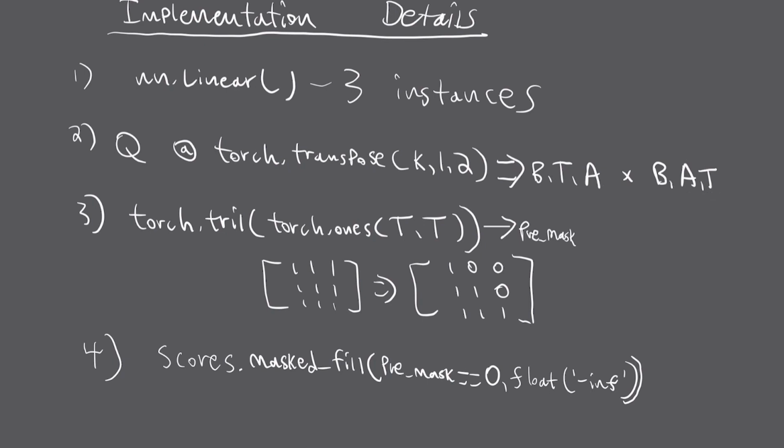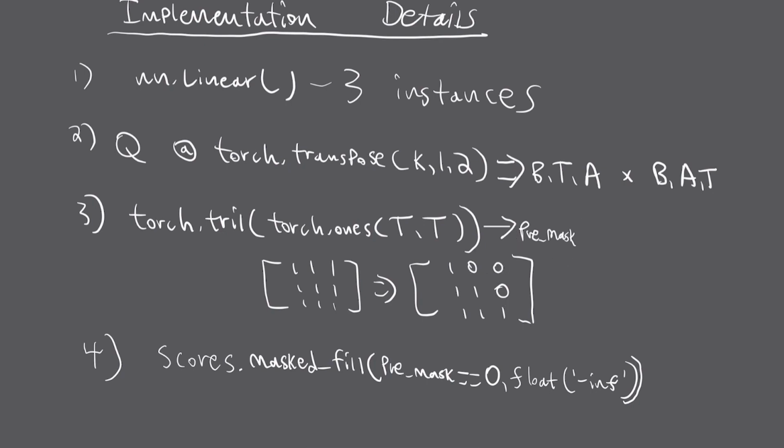Another thing is, how do we actually do the masking that we talked about earlier? The best way to implement this is to use torch.ones and pass in capital T, which will give you a tensor of all ones of shape T by T. Then you can pass that into another function called torch.tril, which is short for lower triangular, some linear algebra term. This gives us this tensor over here, which has the future tokens masked out. We can store that in a variable called pre-mask.